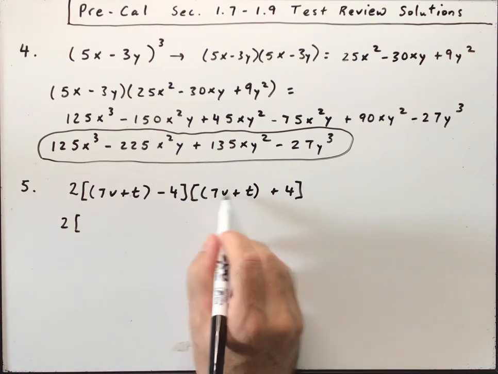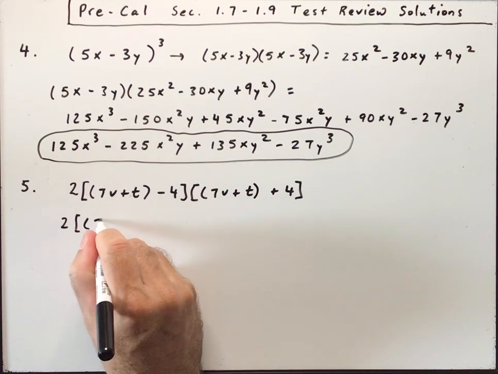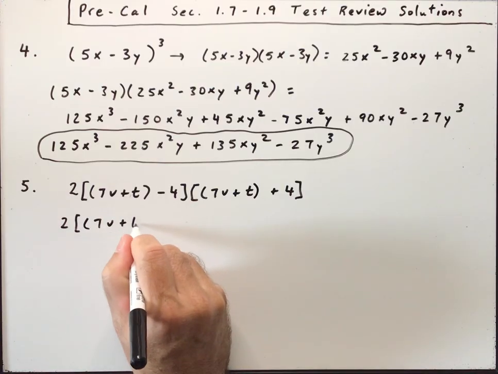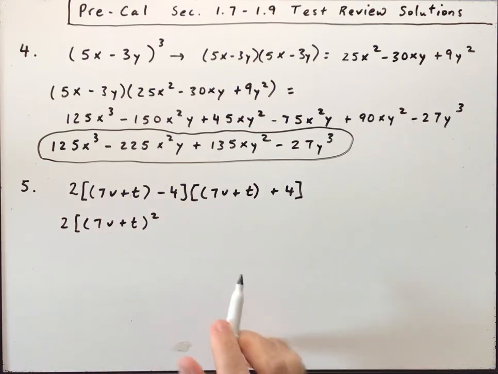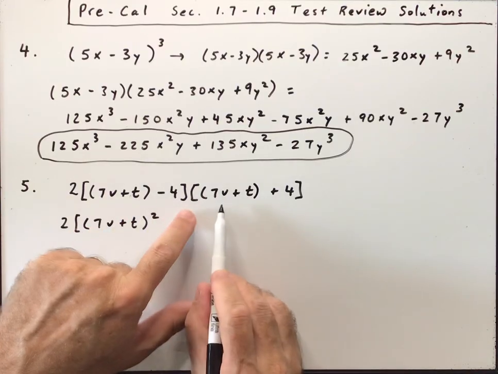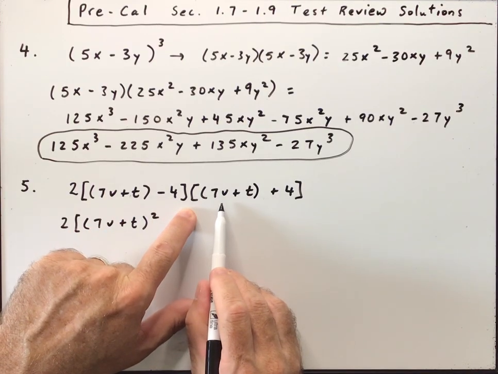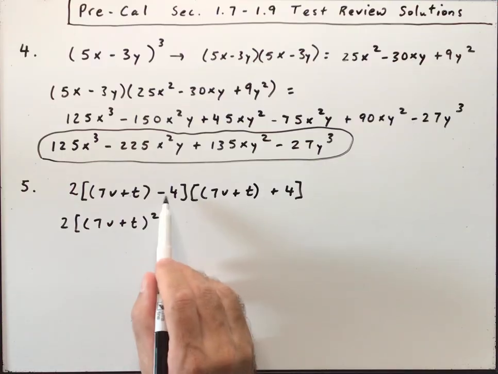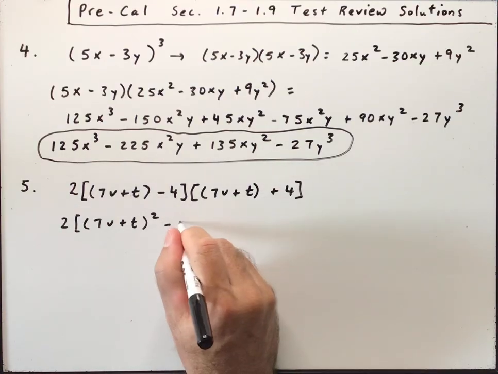7v plus t times 7v plus t would be 7v plus t all squared. And then we have 4 times 7v plus t, the outside, minus 4 times 7v plus t, the inside. That just goes away. And then the last is negative 4 times 4. That would be minus 16.